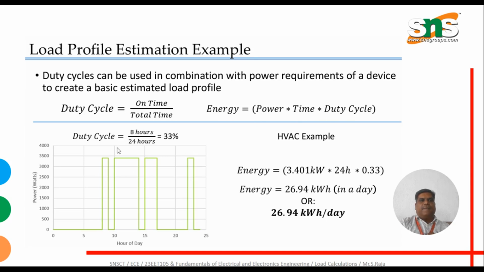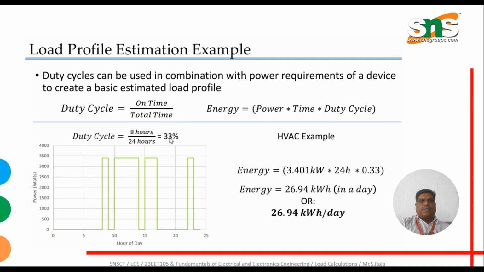For example, in an electrical system, in your home or a classroom, if the projector is worked for 8 hours, we divide 8 hours by the total hours in a day, which is 24 hours. So 8 by 24 is 33%. That is, we have used this projector 33% of the time. And how can we calculate the energy? The energy formula is power multiplied by time multiplied by duty cycle.